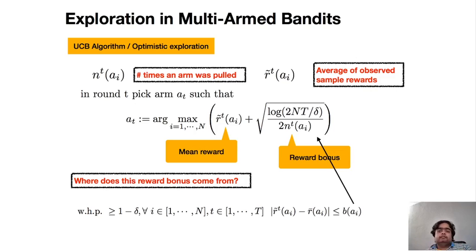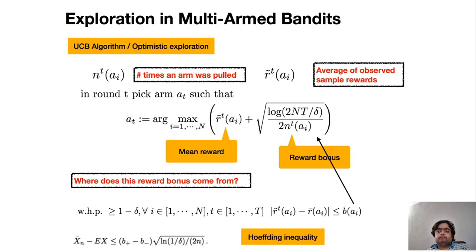So that's the reward bonus part. The reward bonus turns out to be the right hand side of Hoeffding's inequality, or the constant with which the rewards are bounded in Hoeffding's inequality. You can look at the similarity that you see here.